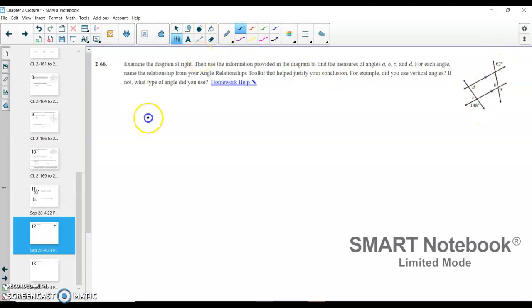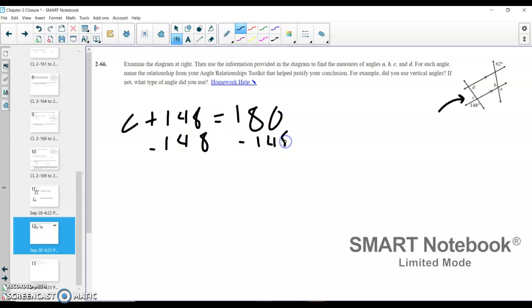Now, focusing here first on part C, or our angle for C, okay? What I notice here is that the C and the 148, that's creating a straight line there. So that's a supplementary relationship, meaning that I can find C by doing C plus 148 needs to equal 180, because that's a straight line there. Subtracting over the 148 so that I get C by itself, that leaves me with an angle of 32 degrees. So C equals 32 degrees, and the relationship is supplementary.